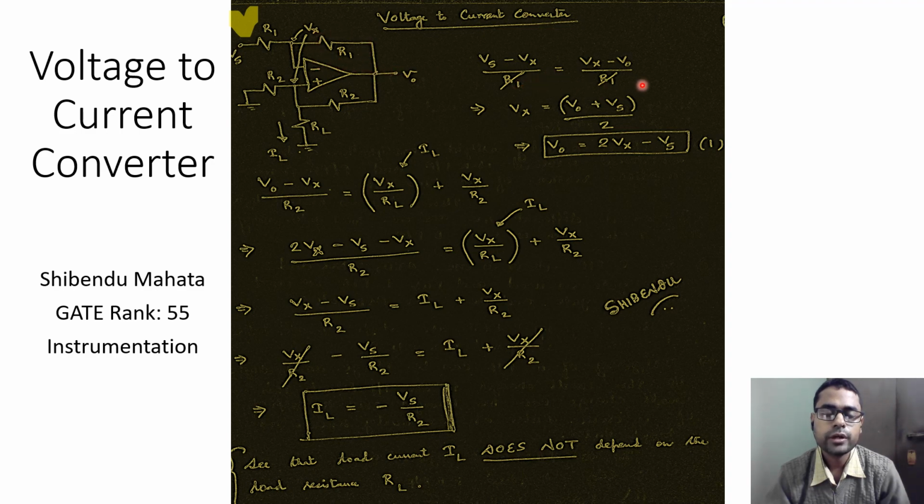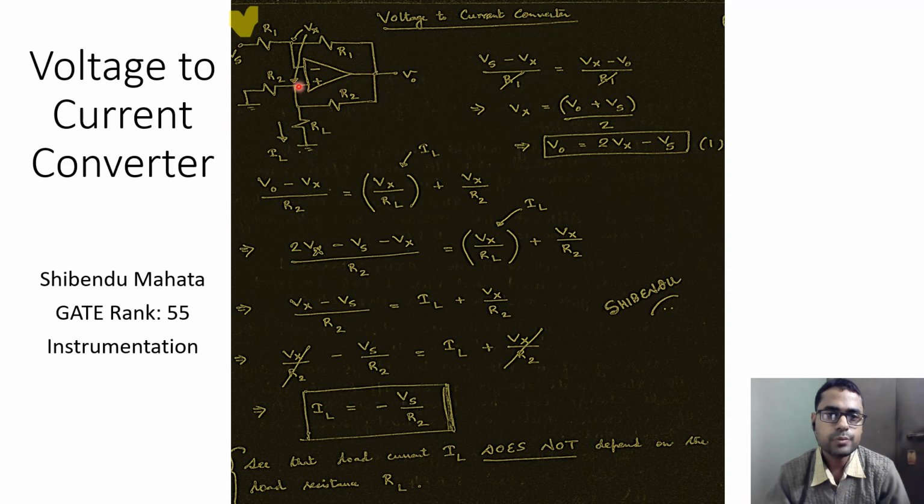And so R1 and R1 can cancel out, and we obtain Vx as the average of the voltage at the two ends across it. So Vx is the average of Vs and V0. And therefore from here we can formulate V0 as 2 times Vx minus Vs. Now the job of this top portion is done. It has allowed us to obtain the value of Vx, and hence V0 in terms of Vx and Vs.